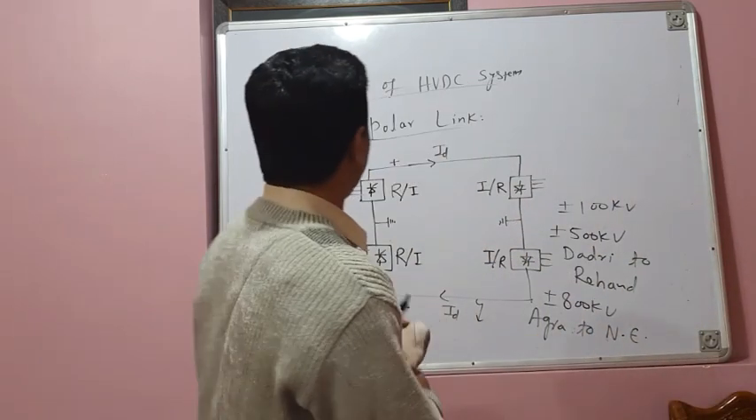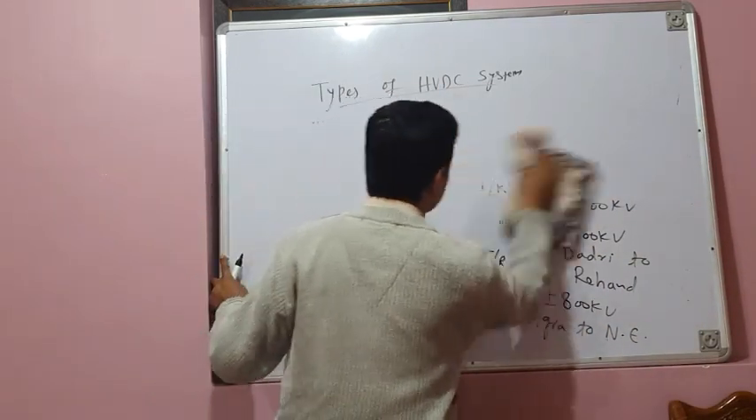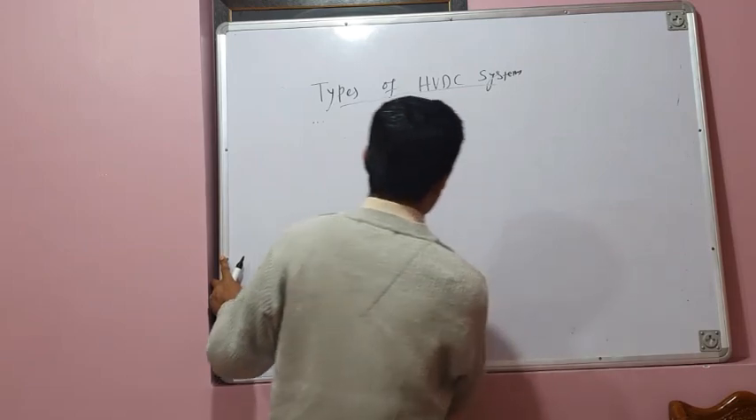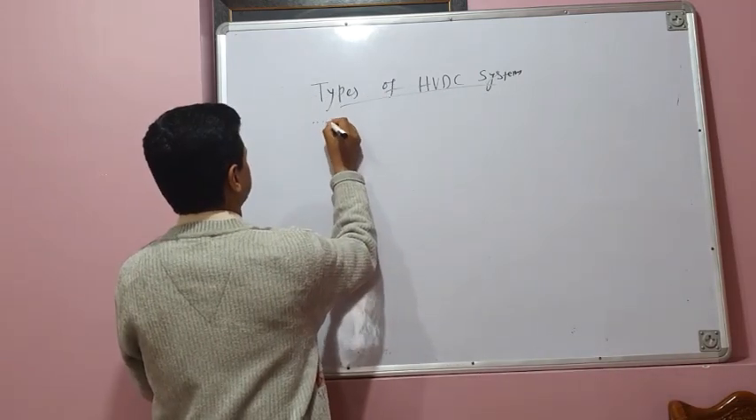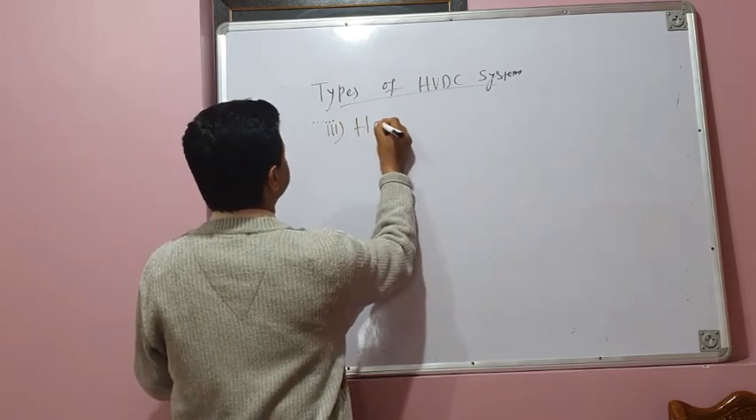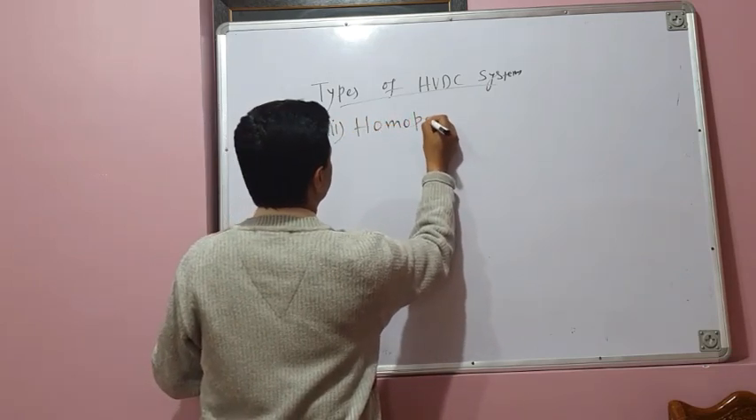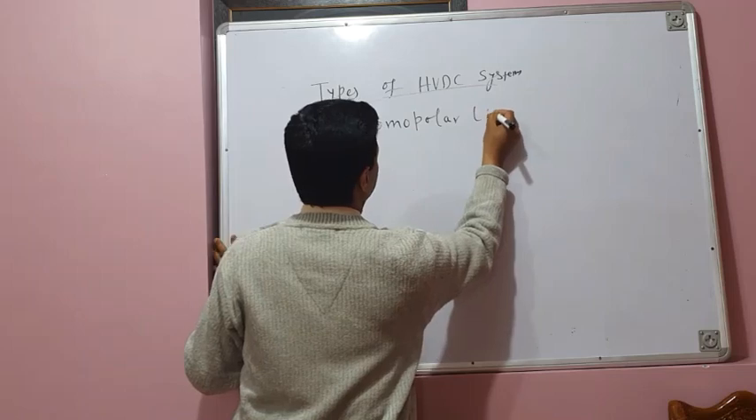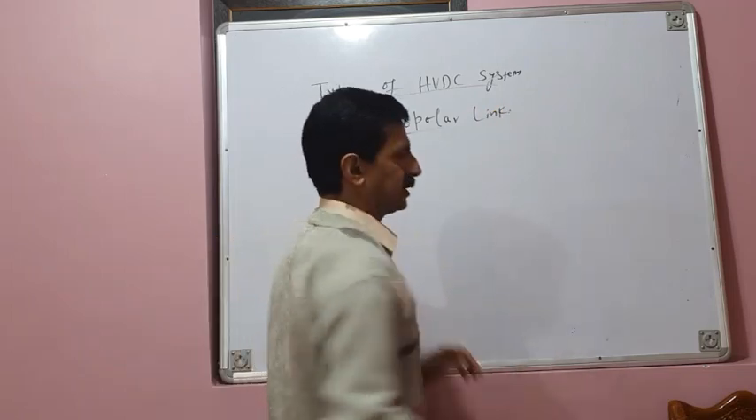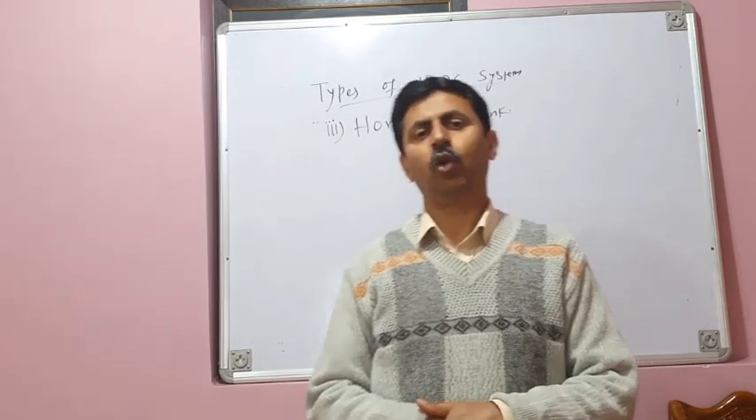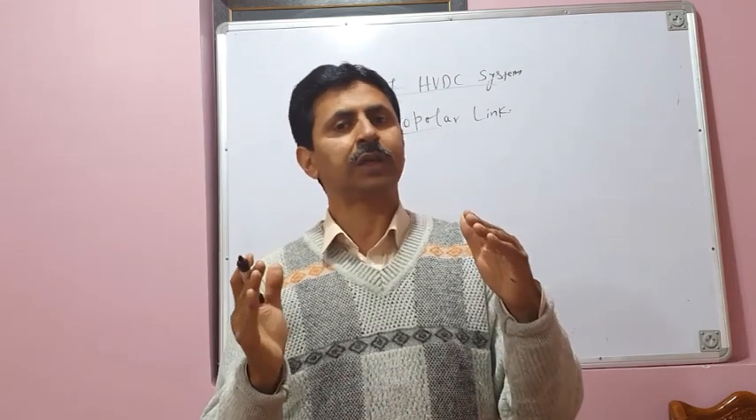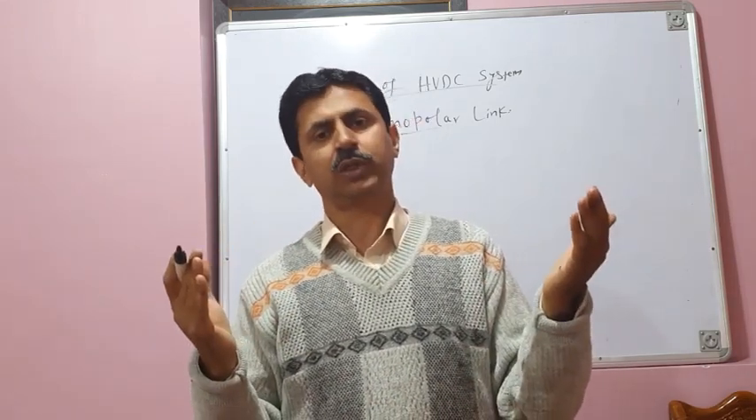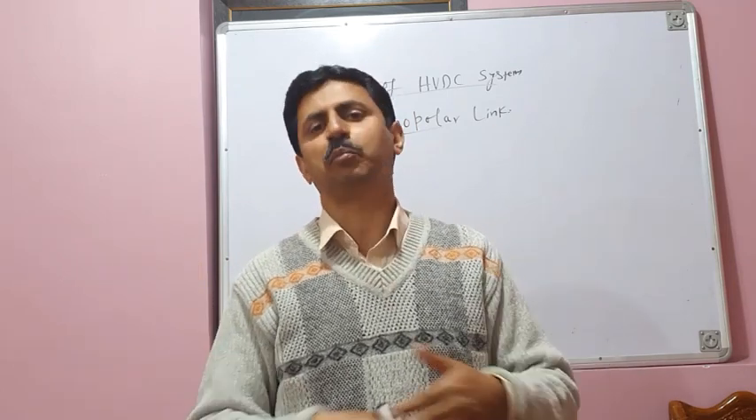The third type of HVDC link I'm going to discuss with you now, that's called homopolar HVDC link. It's obvious from the name itself. Homo means same. Homopolar means it may have two or more than two conductors or two or more than two poles, each having same polarity.